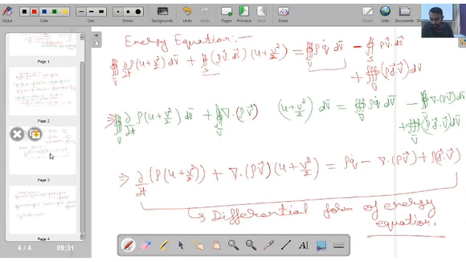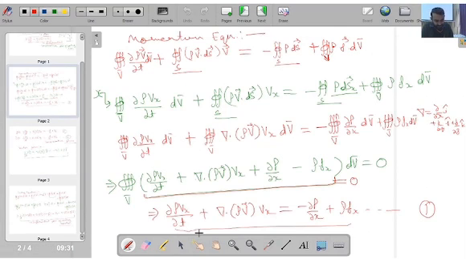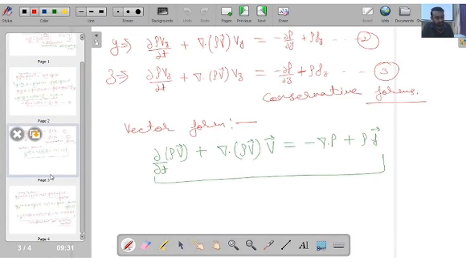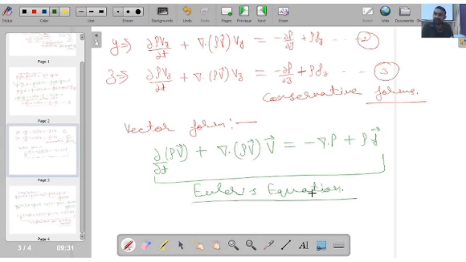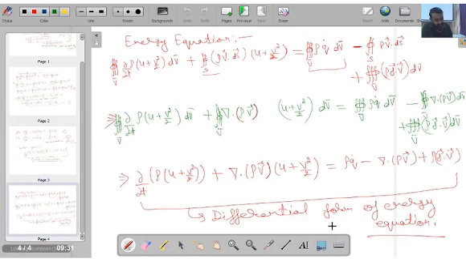Now one important point from the previous discussion: when I discussed the momentum equation, I had not taken the viscous term. So these particular momentum equations are popularly known as Euler's equations. And over here this is the differential form of the energy equation, and once again this is also the conservative form of the energy equation.